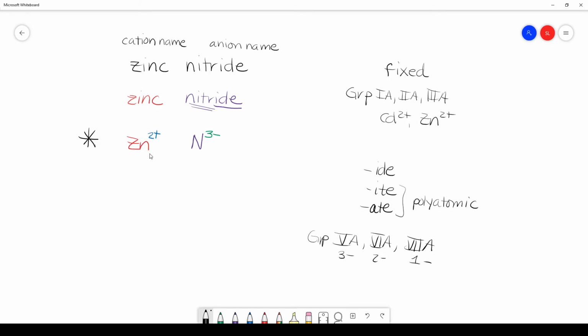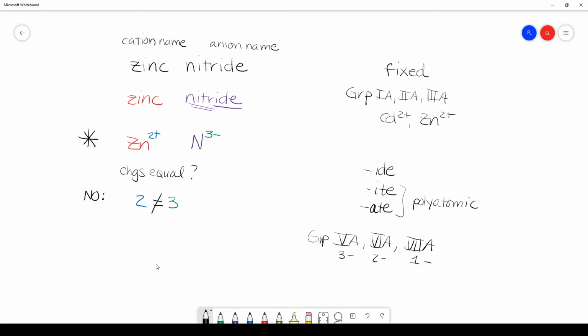But now that we have our ions and their charges, we can determine how they combine. So the next question that we ask, and you want to make sure that you check this every time, is, are the charges equal and opposite? And what I mean by that is, are the values of the charge the same? So I compare the 2 from the 2 plus of zinc and the 3 from the 3 minus of nitride. And what I want to know is, are those equal? Well, the answer is no. 2 does not equal 3.